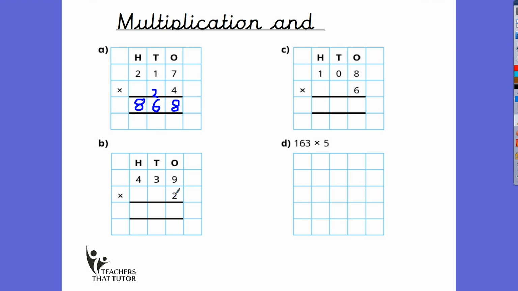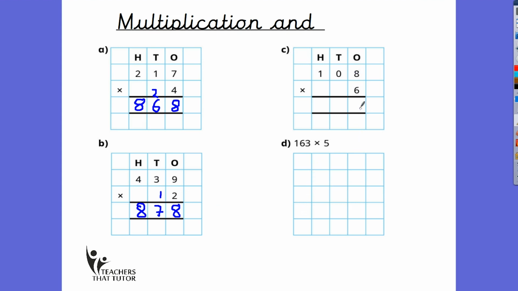B, 9 times 2 is 18. 8 down, carry the 1, carry the 10. 3 tens times 2, that's 30 times 2, which is 60, plus 10 is 70. 400 times 2, 2 groups of 400. 400, 800. Final answer, 878.